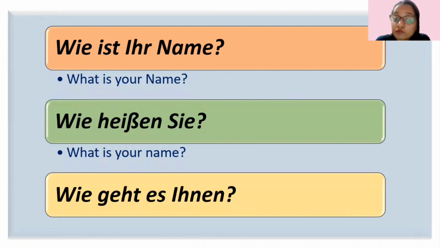Number two, wie heißen Sie? This is again the same meaning. What is your name? So you can either say wie ist Ihr Name or wie heißen Sie. Both are correct and both are formal. If you want to say how are you, it is wie geht es Ihnen. Right? Great guys. Let's move further.